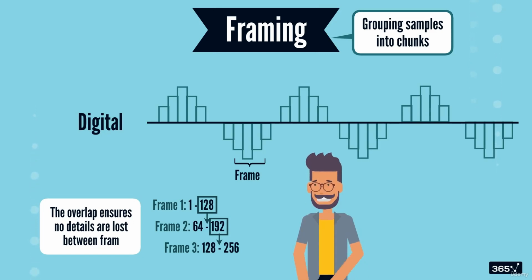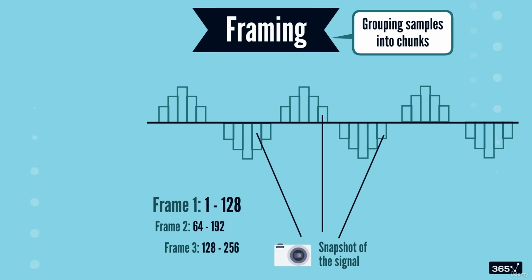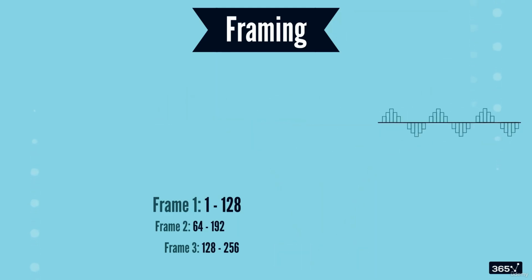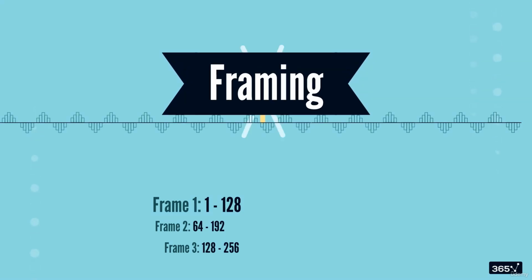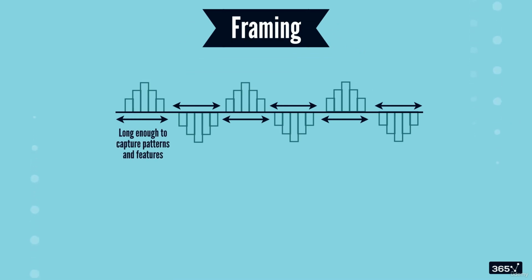But why do we need framing? Let's consider our first chunk, which contains samples 1 to 128. Each of these samples represents a tiny snapshot of the sound, but on their own, they're too short to be meaningful for analysis. This is where framing comes into play. By grouping these small samples into frames, we create chunks of sound long enough to capture essential patterns and features.